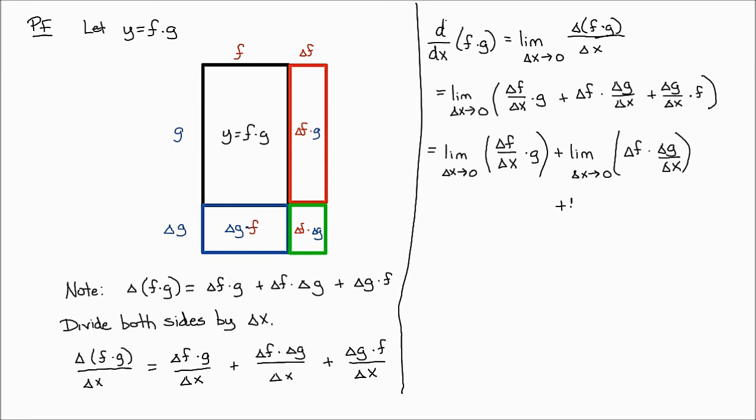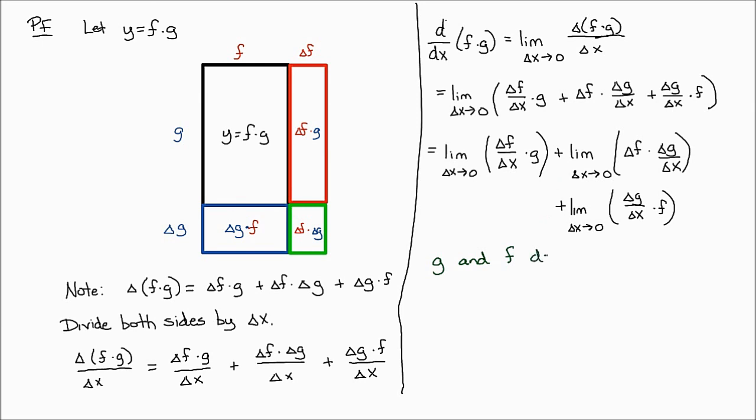Plus the limit as delta x approaches 0 of delta g over delta x times f. Alright, now I'm going to make a little side note here because there is something kind of important to note. The first thing I want to note is that g and f are not dependent upon delta x.